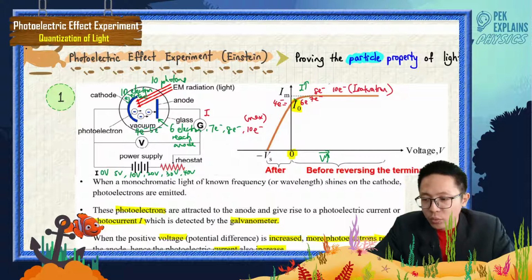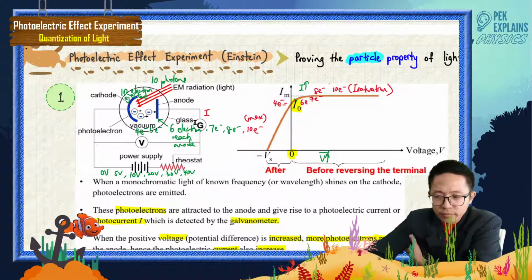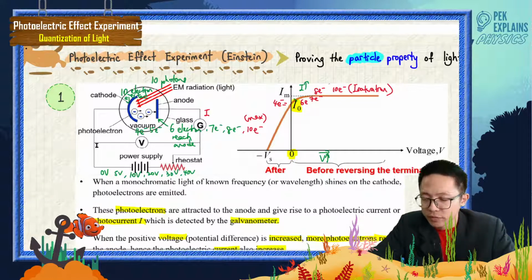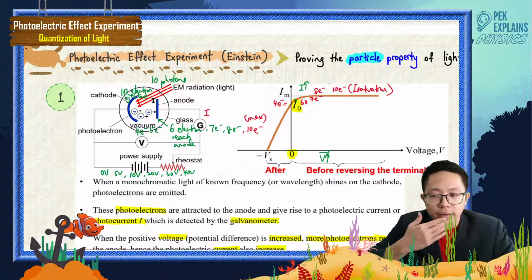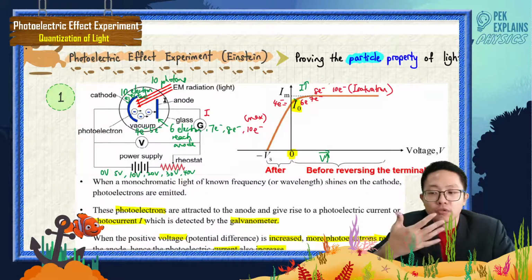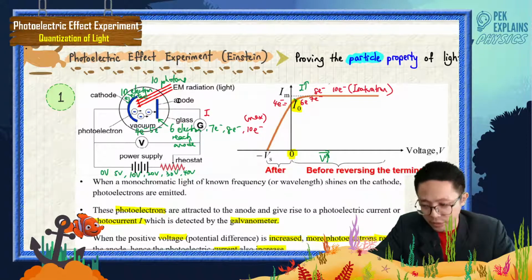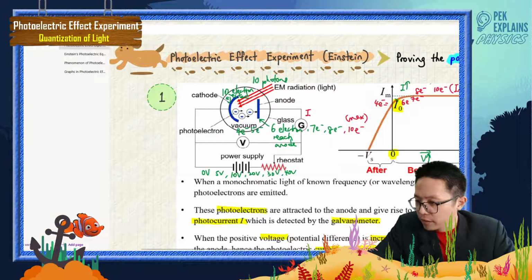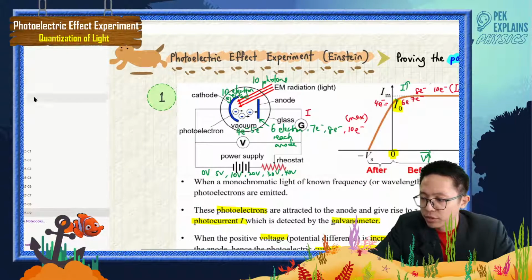But my question is, why at 0 voltage are there still electrons flowing? As you have learned, there are 2 ways the electron gains energy. One from the power supply, one from the electromagnetic radiation. I think you have learned in chapter 3. Let's look back to chapter 3.